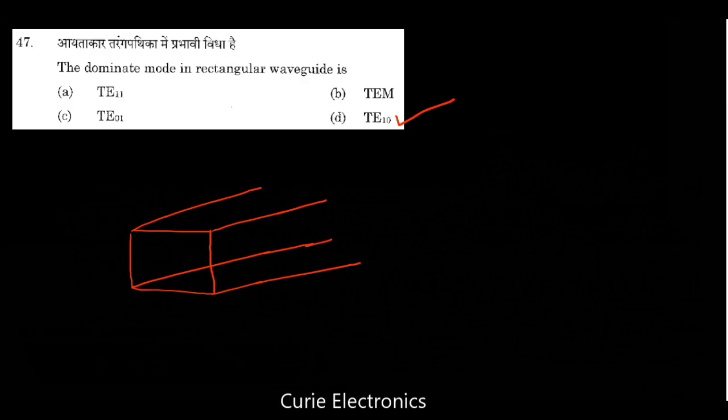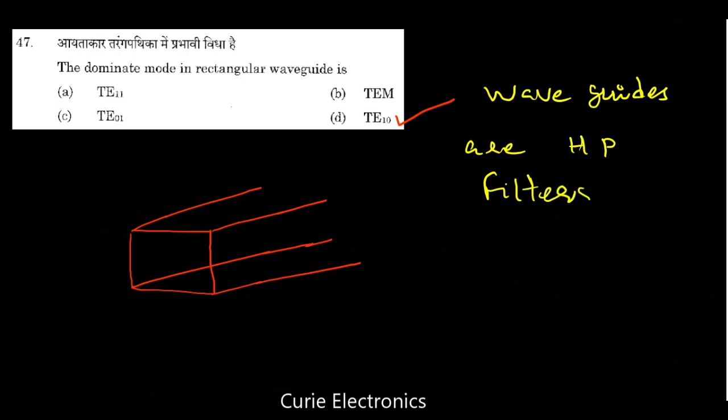One more thing you should know. These waveguides are actually high pass filters. That means they will start passing from a particular frequency. After that it will pass all the frequencies. High pass filters.